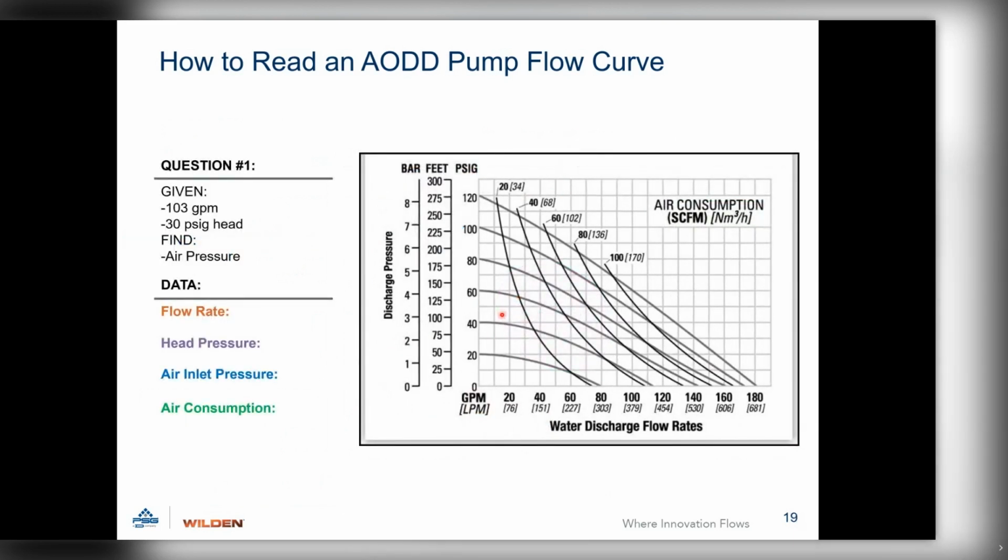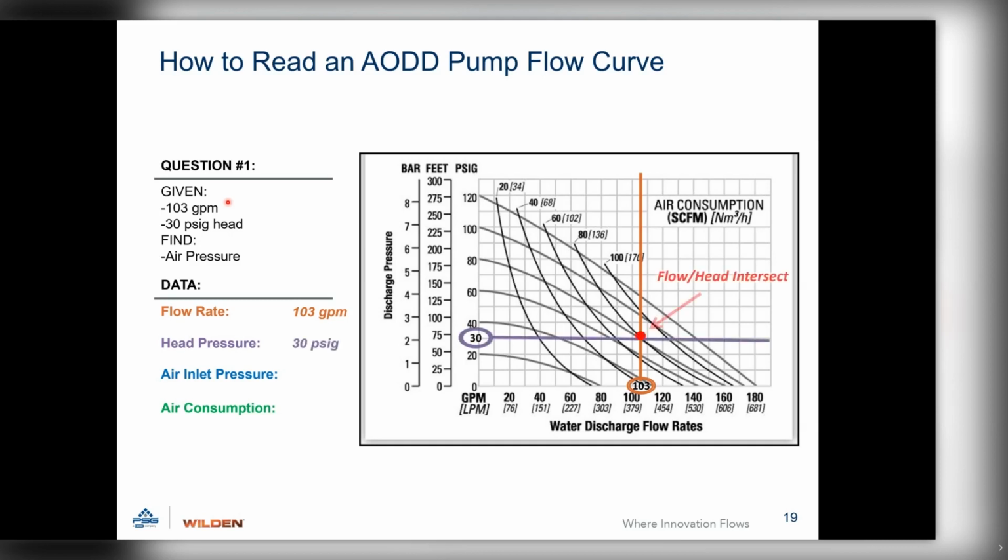So now we're going to get into some actual examples here, right? So these are things that we'll get from a customer. They give us an example of some duty points here. So if we're looking, the example given is 103 gallons per minute. So we know that's what the flow rate is. That's what they need. And their system pressure has 30 psi of head.